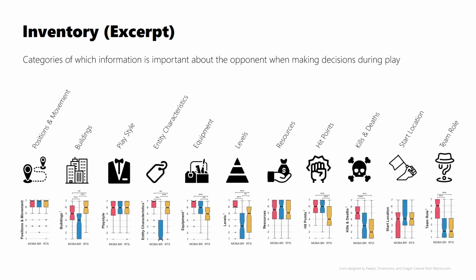Due to the time limit, I can't go into much detail today, also because the results partly vary considerably across the 3 genres. But these are, for example, the results with respect to the information players consider important to know about the enemy for decision making. And in the paper you can find similar detailed breakdowns for all the research questions I mentioned earlier.